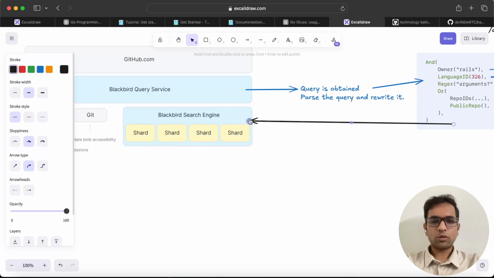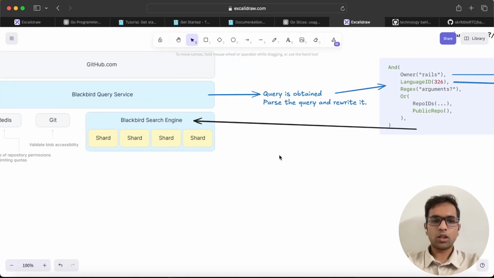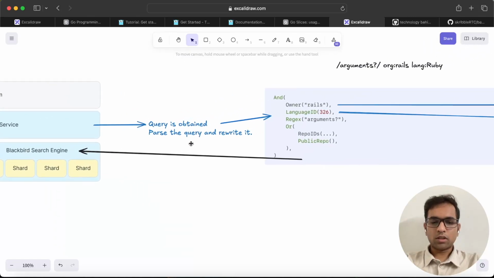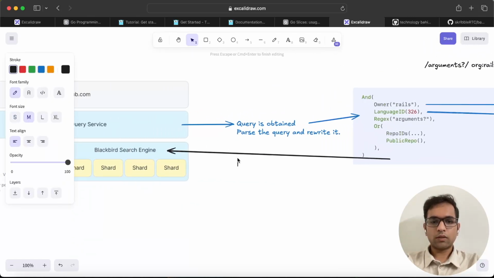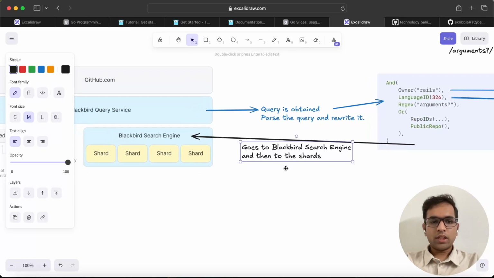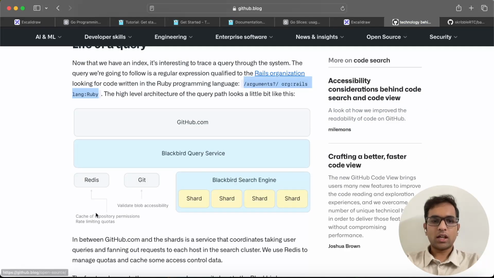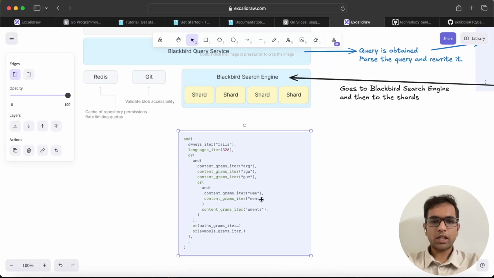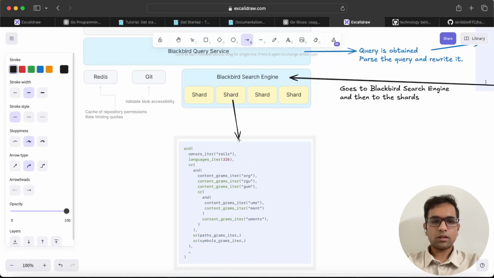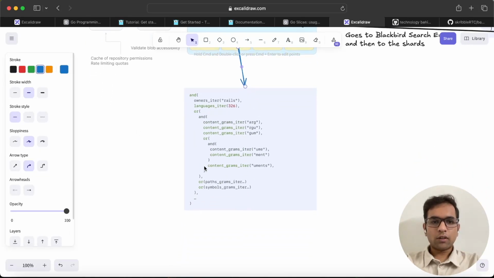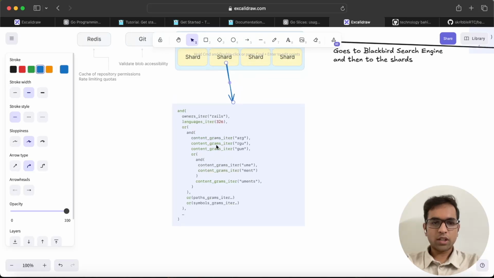Now, once it is sent to the Blackbird search engine, it will put it down to all the shards. So the query from here goes to the Blackbird search engine and then to the shards. Okay, so now with each shard, what happens is it parses the query down again. So this is the query that is formed by each shard, and let's analyze it a little bit. Obviously, and is the intersection of all of this, and or is the union of all of this.